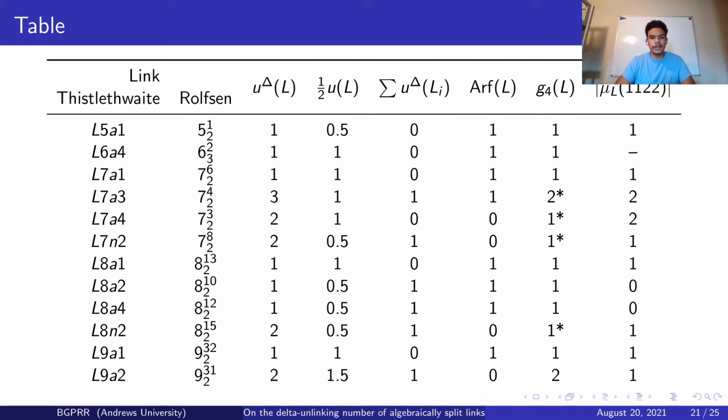So by using these different methods, we are able to improve lower bounds and agree these lower bounds with a lot of upper bounds that we discovered, allowing us to determine the delta unlinking number for these links, algebraically split links, up to 9 crossings.